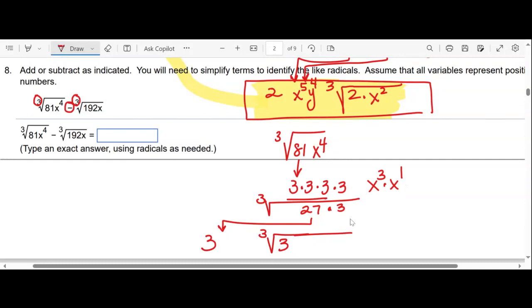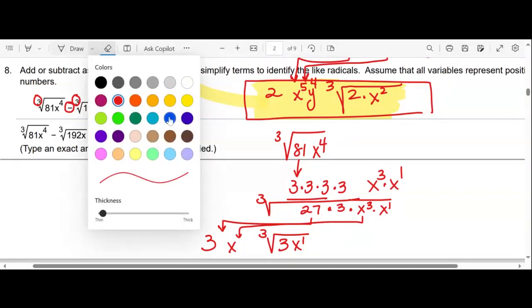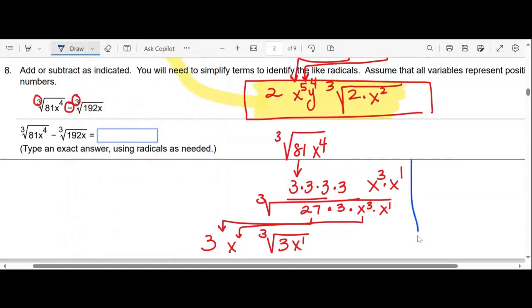3 and 1. So times what? X to the power of 3 times x to the power of 1. Take the x to the power of 3 outside, become what? X. And what's left? X to the power of 1. Is this clear or not clear? So I finished the first part. Now let's go to the next part.